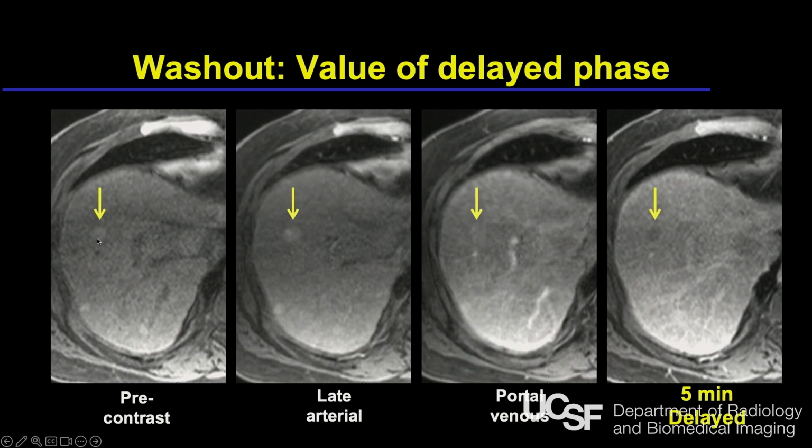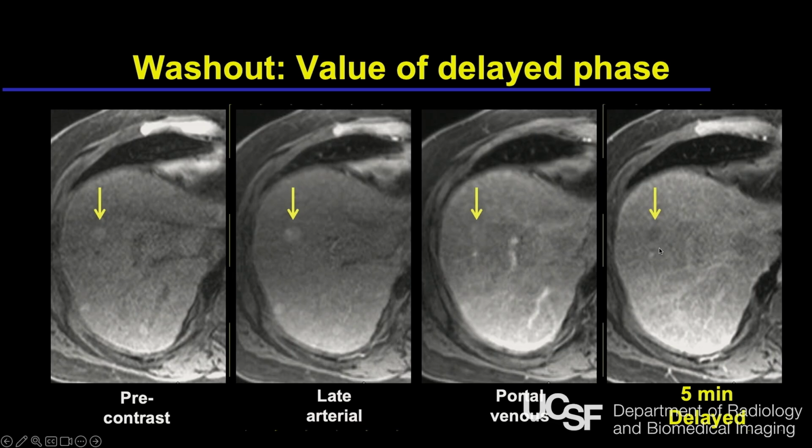So let me show you this example. It's slightly bright on the baseline T1. It definitely enhances on the arterial phase. But on the venous phase, we don't see washout. The lesion became isointense to regular liver. It's only on a 5-minute delay that we see the washout.